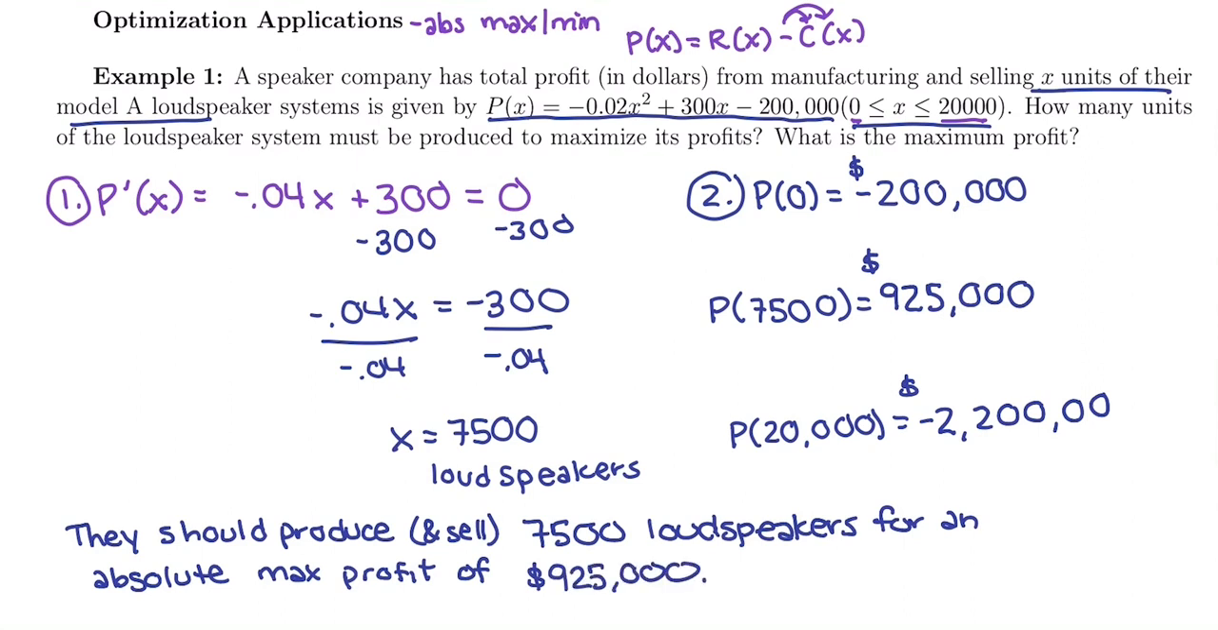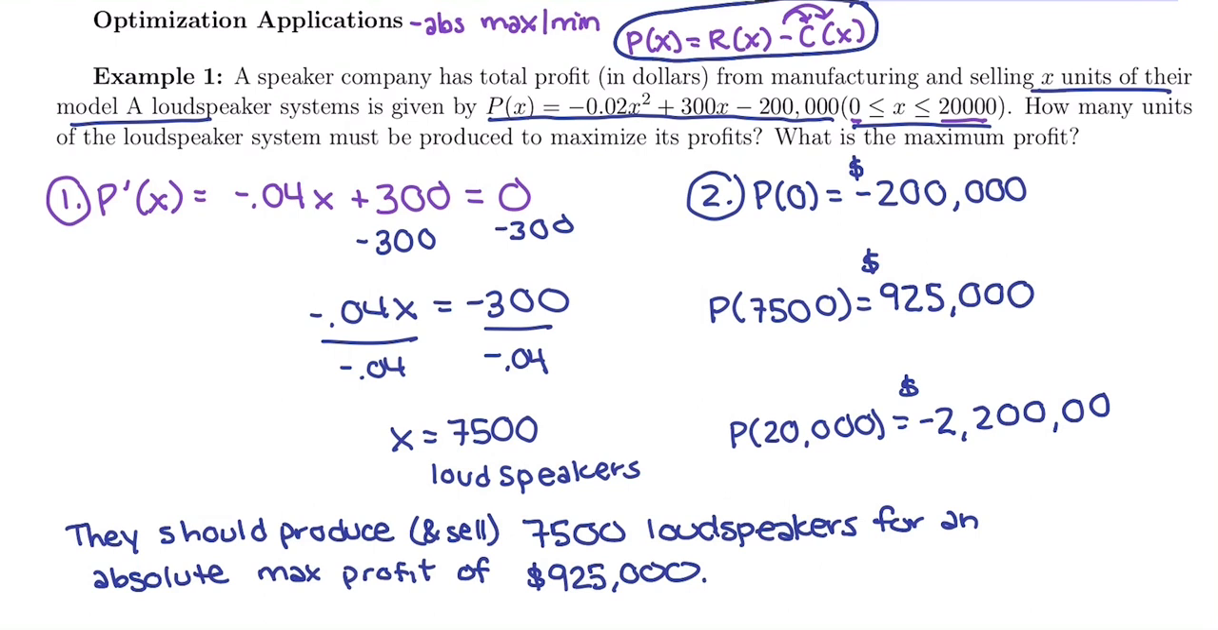So you might be tempted to say, oh, well, they should just produce 20,000 because that's the most that they can. But remember this profit formula. It considers revenue. Revenue is based on the demand, the number of things that they're expected to sell times the price that they sell it for. So they have to have that demand work out to have a good revenue. And then they're also subtracting cost. And there is more cost to making more loudspeakers.